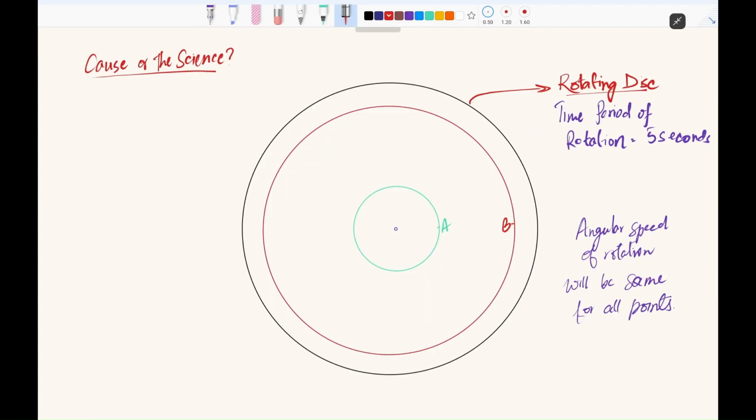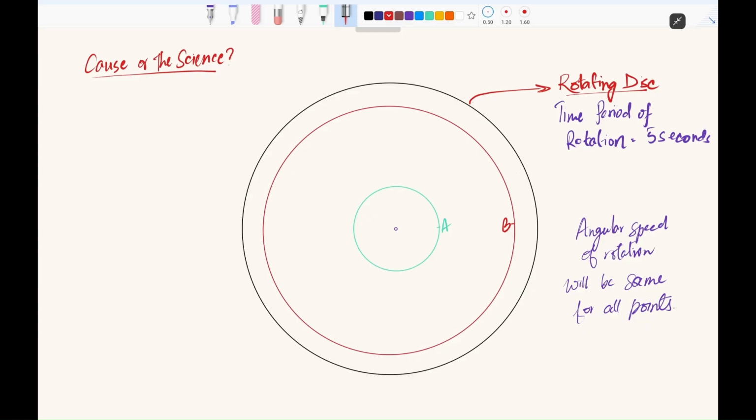Let us now understand the cause or the science behind the Coriolis effect. For that, we have taken a rotating disc with a time period of rotation equal to 5 seconds. Now assume that there are 2 points, point A and point B, on the same rotating disc. Both these points will have the same time period of rotation of 5 seconds. This is because the angular speed of rotation of all the points on a rotating surface is always the same, but the linear speed of rotation varies.